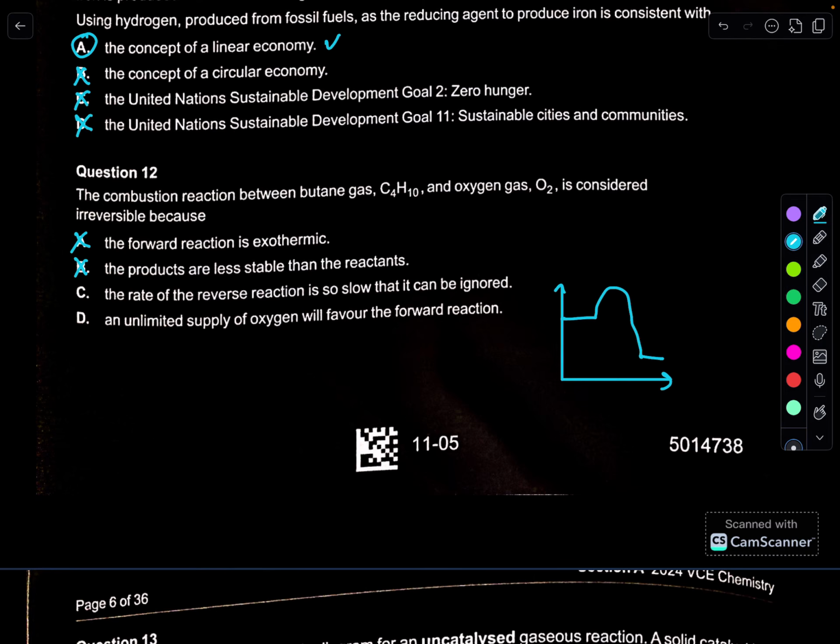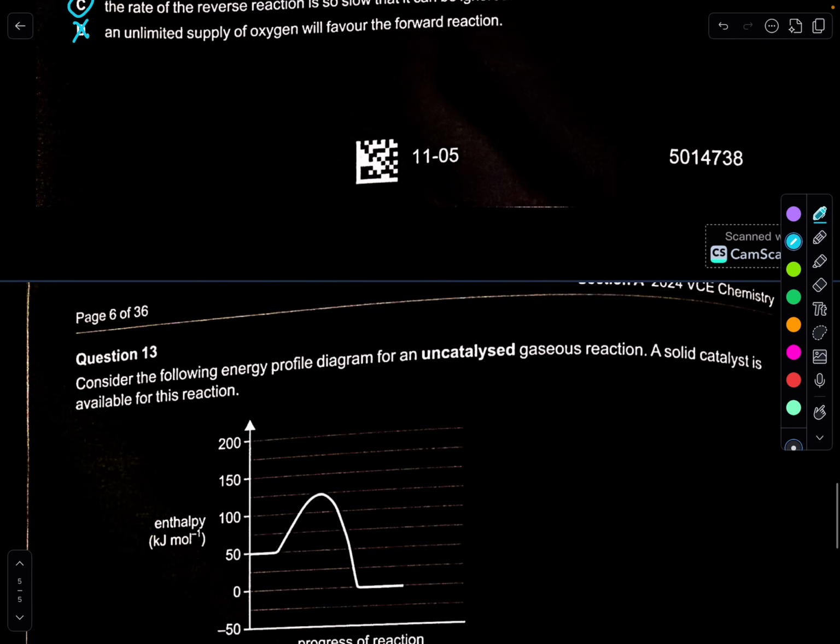The rate of the reverse reaction is so slow that it can be ignored. Kind of true, actually. So you can say that there is a reversible reaction, but if it's so slow that we can kind of reject it, that kind of explains it. I have no idea, so put a tick on that. An unlimited supply of oxygen will favor the forward reaction. It has nothing to do with explaining why. You can also have a limited supply of oxygen and it will still favor the forward reaction. It has nothing to do with explaining why it's irreversible. So C would be the best. And C, yes, makes sense. The rate of the reverse reaction is so slow that it can be ignored. Could be true, yeah. All right.